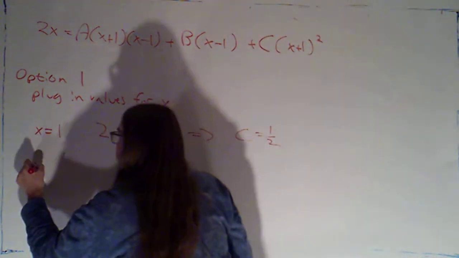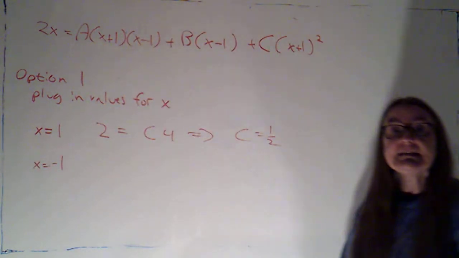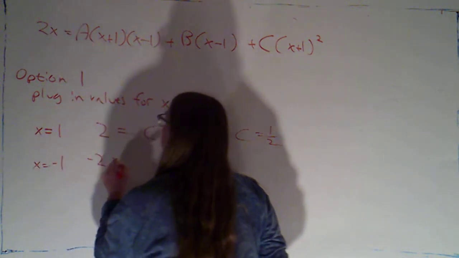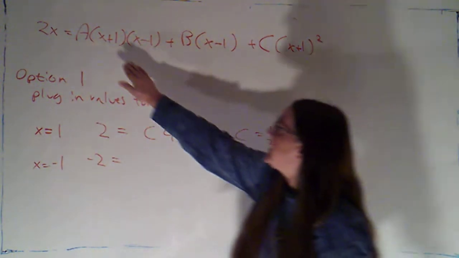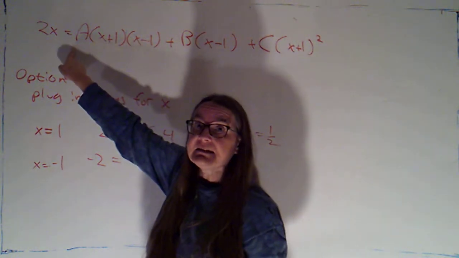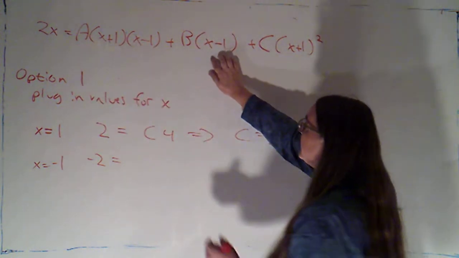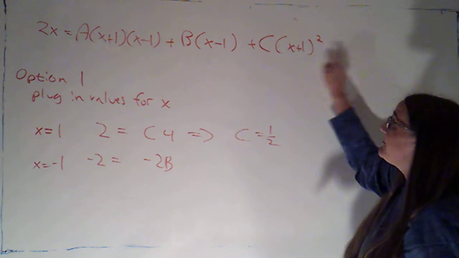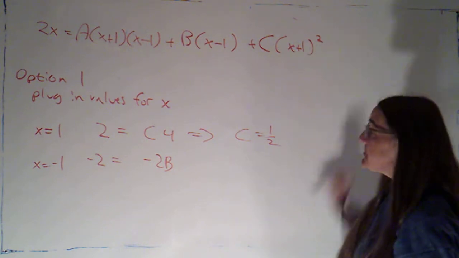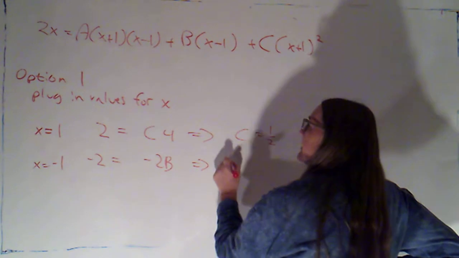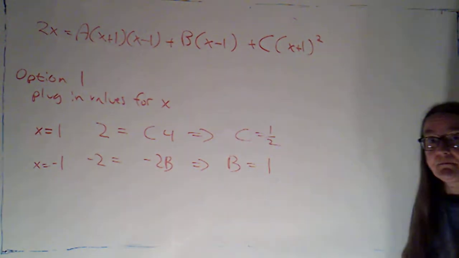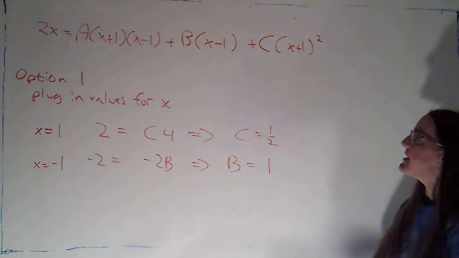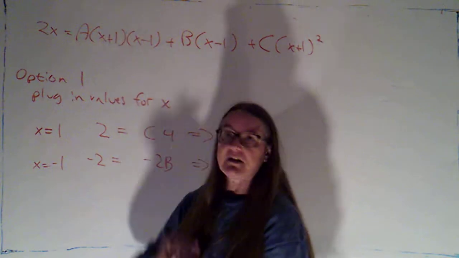Now, the other convenient number to plug in would be x equals negative 1. If I do that, the left-hand side becomes negative 2x. Now, if I plug in negative 1, that's going to kill off the a's. That's going to give me negative 2b. Okay. And that's going to kill off the c's. Okay. So, that's going to tell me that b is equal to 1. Okay. All right, now I'm out of really nice numbers to plug in because there's nothing else that's going to kill off any of these terms.